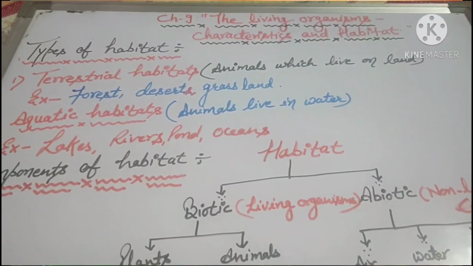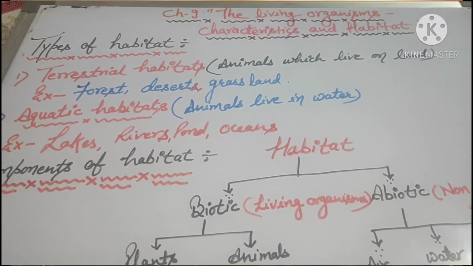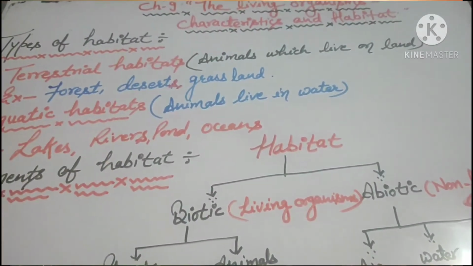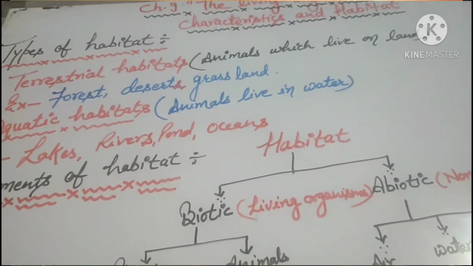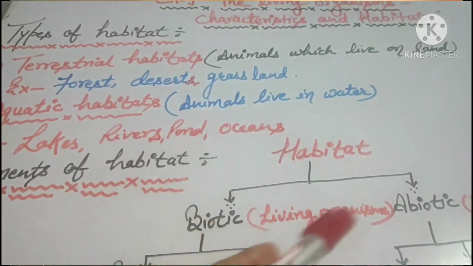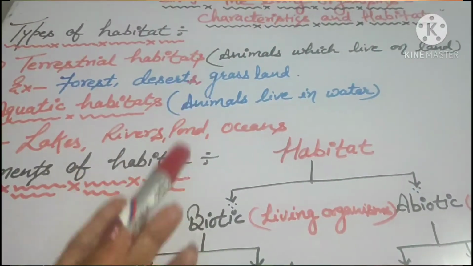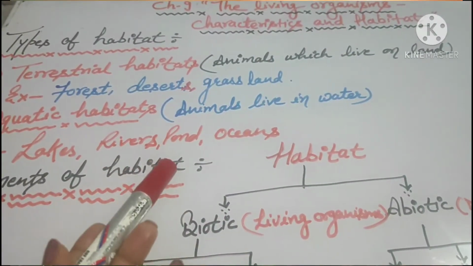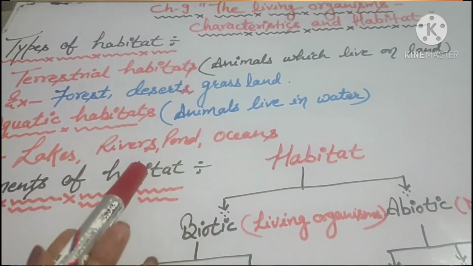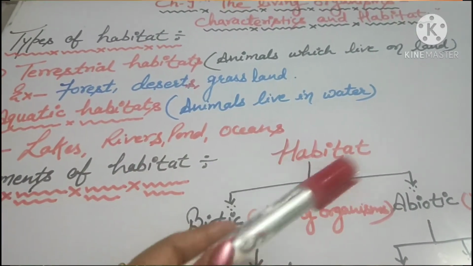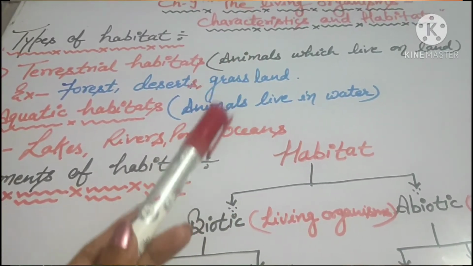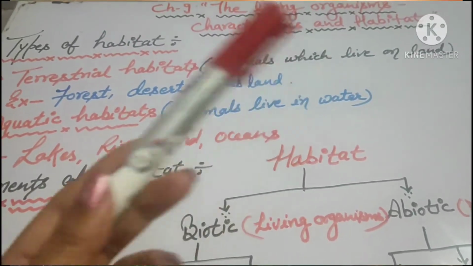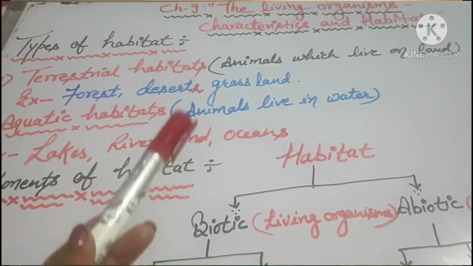So, today in this video, we are going to discuss the next topic in this chapter. The topic is types of habitat. All right. So, we know that every animal has its own habitat, right? Habitat is the home of the animals. We can say that because habitat provides an organism everything it needs to survive and grow. So habitat is the home of the animals.